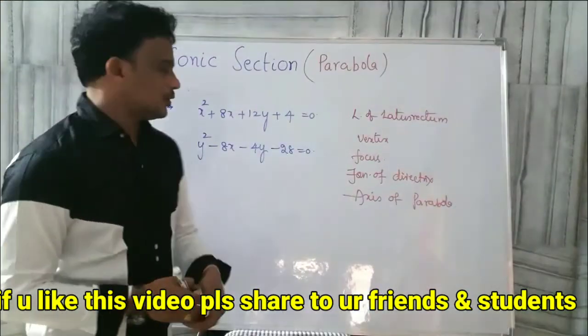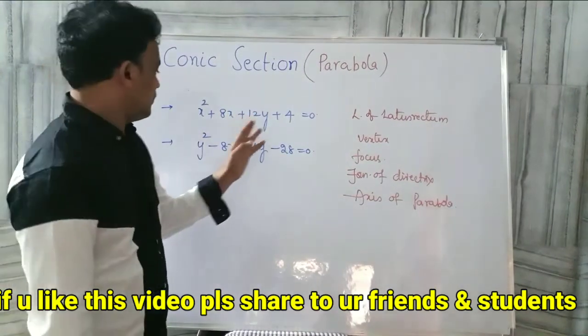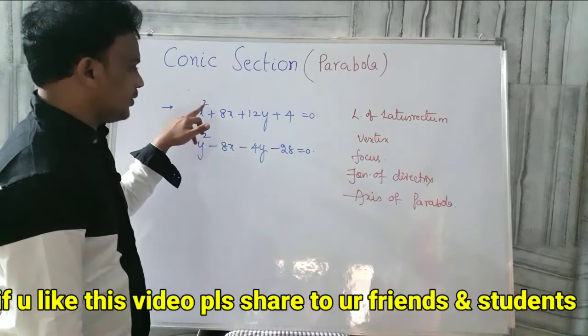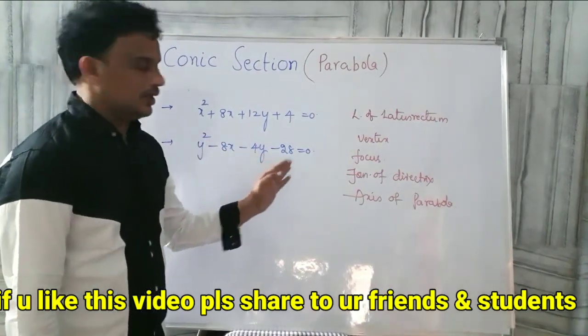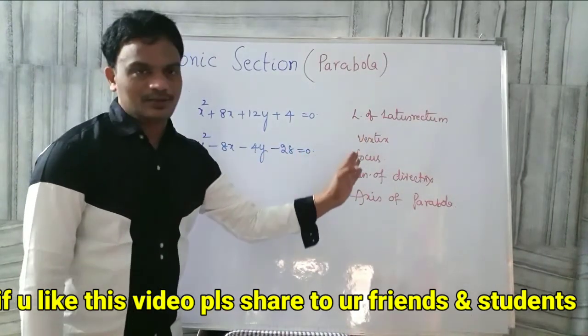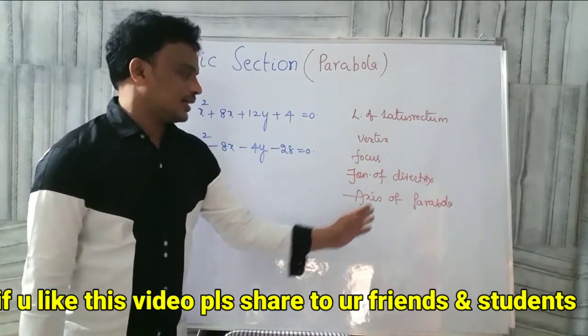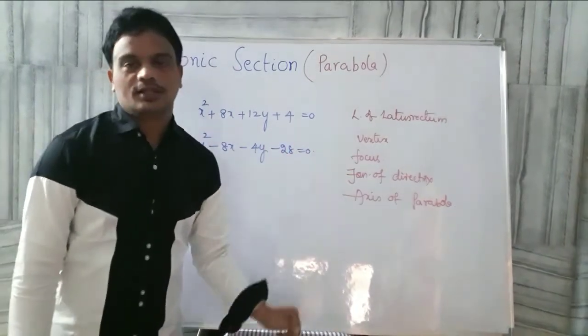Students, two problems are given for you. One is a parabola equation where the variable x has the second degree, and the other is where the variable y has the second degree. For these two problems you can find the length of the latus rectum, vertex, focus, equation of the directrix and axis of the parabola. You can try these two problems and send them through the comment box.